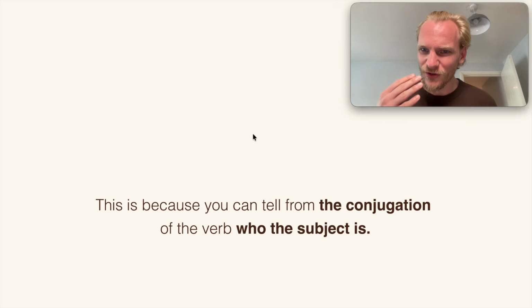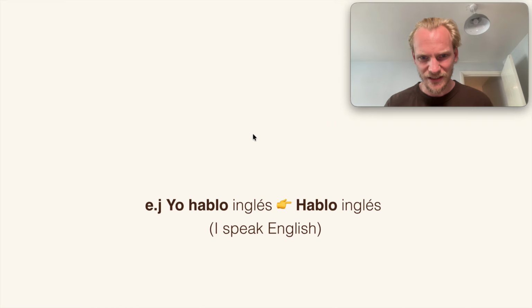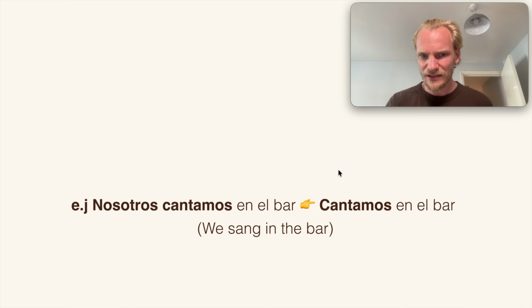You don't actually hear them used a lot in spoken Spanish. This is because you can tell from the conjugation of the verb who the subject is. So, ejemplo, yo hablo inglés. You don't need the yo, you just say hablo inglés. And we can tell from the conjugation here that we're referring to yo. So I speak English, hablo inglés, instead of yo hablo inglés.